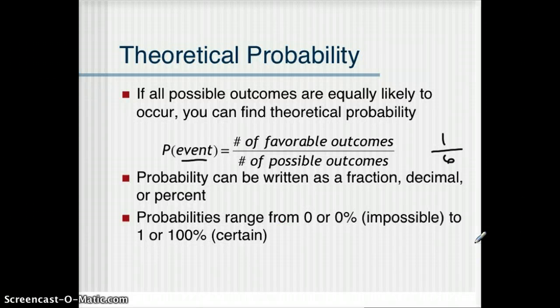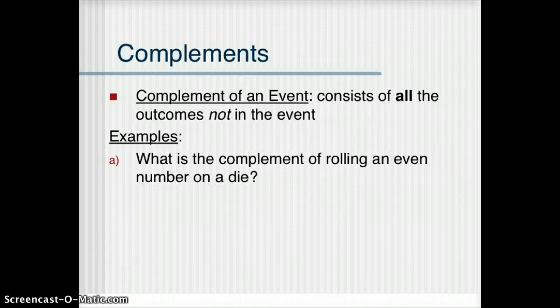Probabilities range from 0 or 0%, which means they're impossible to happen, like the probability that you turn into a frog tomorrow. That's probably going to be 0 or 0%. That's impossible. Or 1 or 100%. The probability that I roll a number on the dice, that's definitely going to happen. That's certain. That's 1 or 100%. They both mean, yep, that's 100%. That's definitely going to happen.